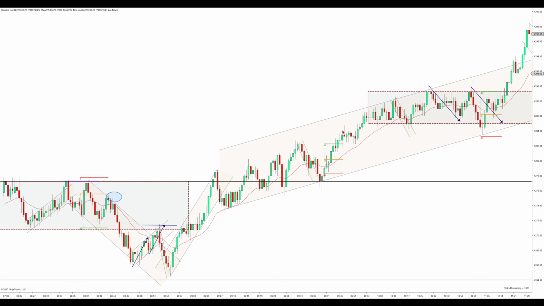So anyway, we push up higher here. We start going choppy right here. We push up. We don't reach the EMA there. We continue higher though.